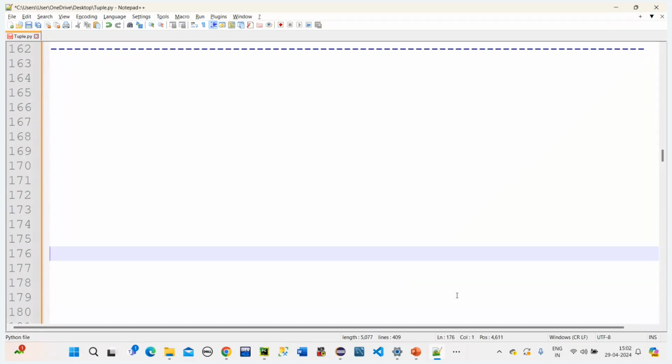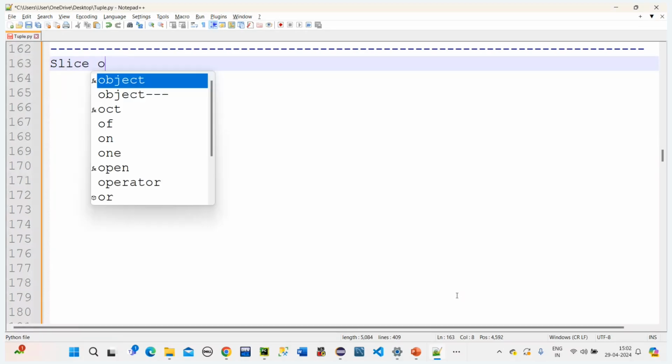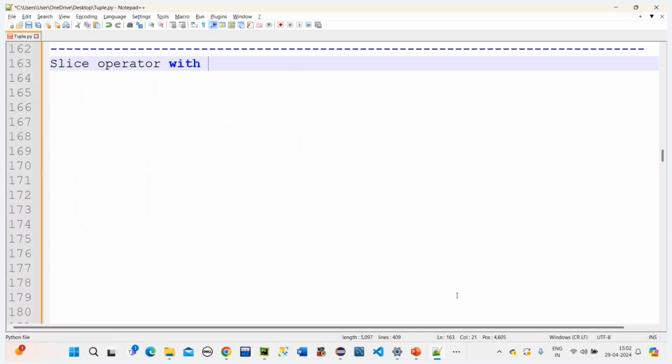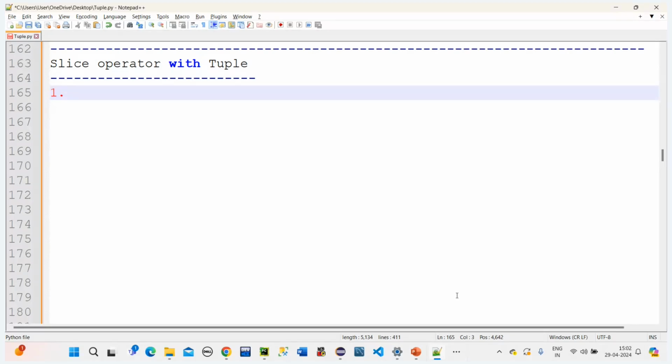Now we'll see the slicing operator. Slice operator with tuple. Now you already know about slicing. Directly we'll do some examples. Some good examples we'll do. Let's see. First one. num is equal to 10, 20, 30, 40, 50.